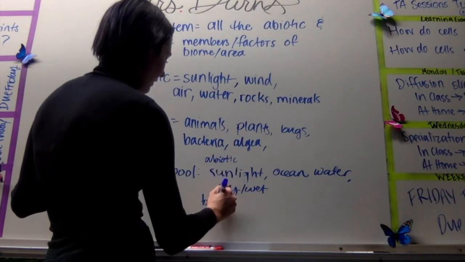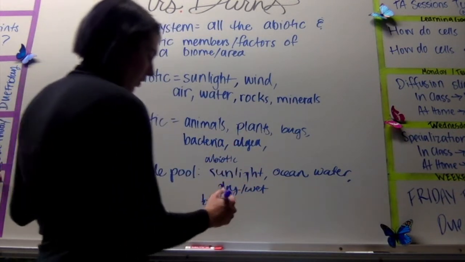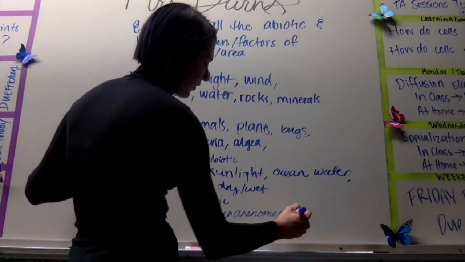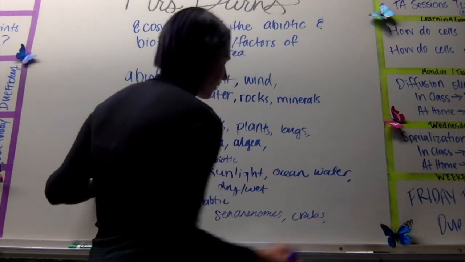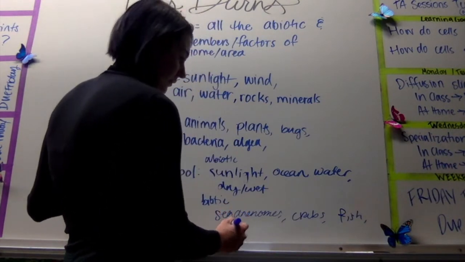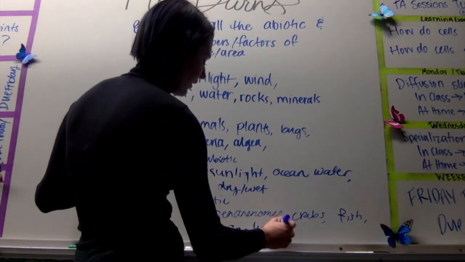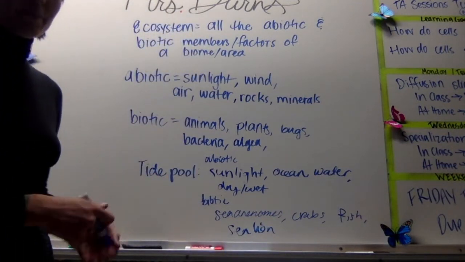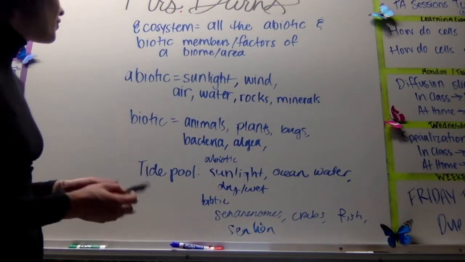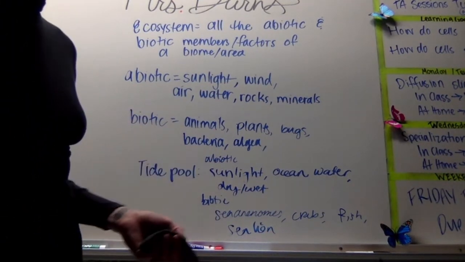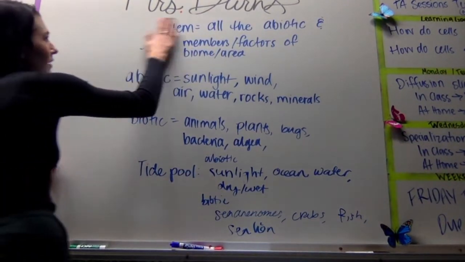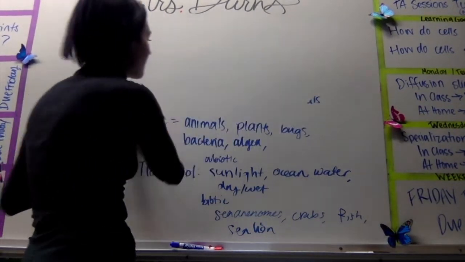And then the biotic would be what kind of animals live there. So are there sea anemones? Are there crabs? Are there fish? Is there maybe a sea lion, like in the La Jolla Cliffs, that decides that they want to hang out on the tide pool? So lots of different biotic factors and lots of different abiotic factors. And remember, those work together to create an ecosystem and all of the different conditions of it. So those are kind of the main parts of an ecosystem that we want to look at.